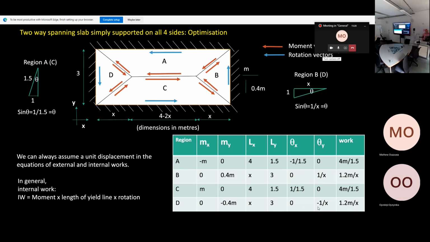You don't have to do all that for D, okay? Because they are identical. We have symmetry. So for D, we also have 1.2 m over x. And these are the works for region A, B, C, and D. And the total internal work will be the sum of all this. Okay? Is that clear?